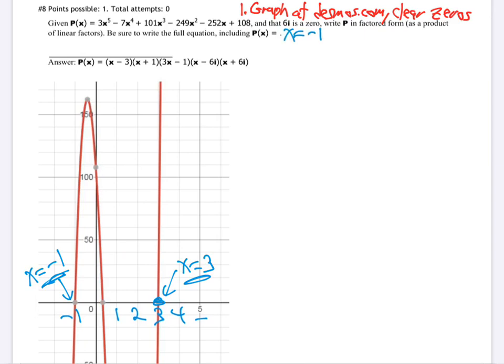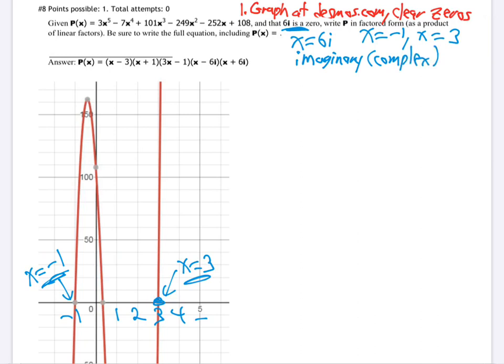Okay, x equals negative 1. Here, let me put it over here. x equals negative 1, x equals 3. And then notice what they say. They say 6i is a 0. So that means x equals 6i is a 0. And here's a special rule that you need to know about. Imaginary numbers, which are also called complex.